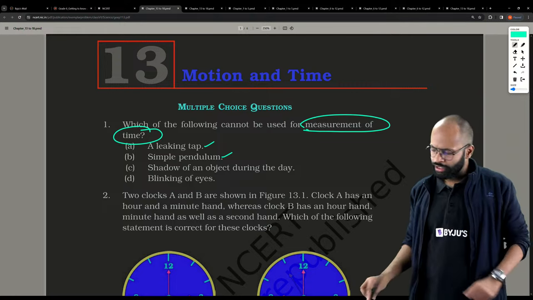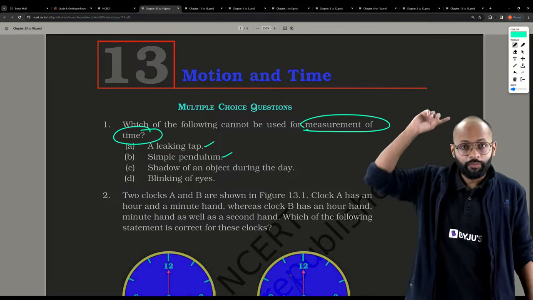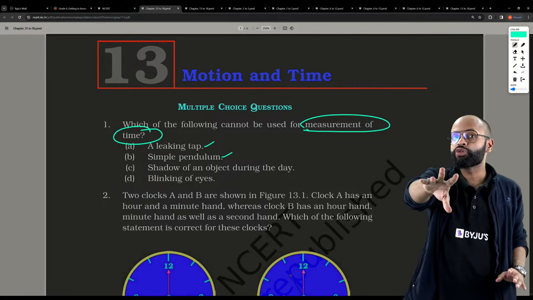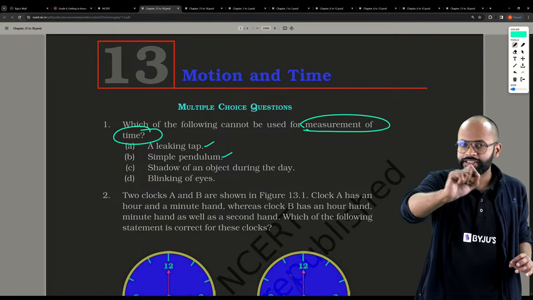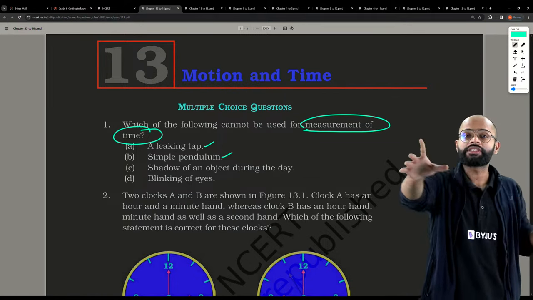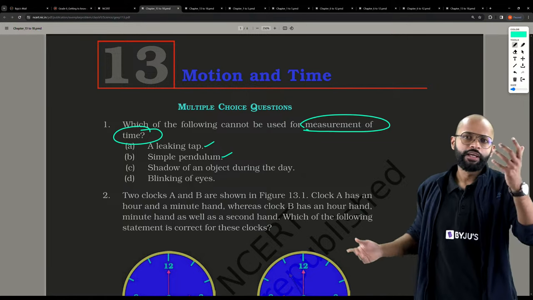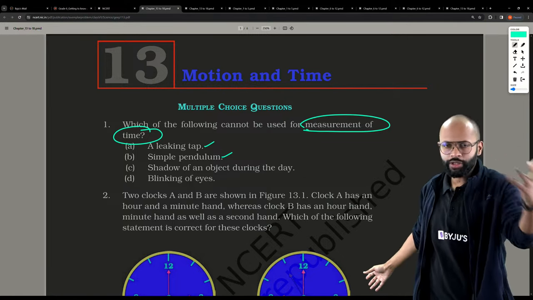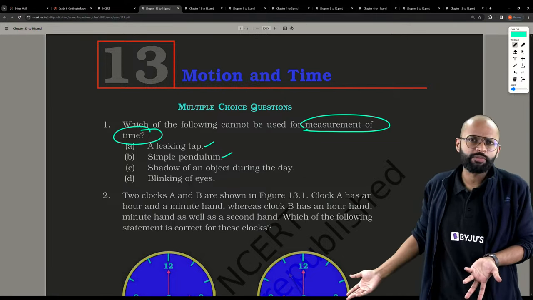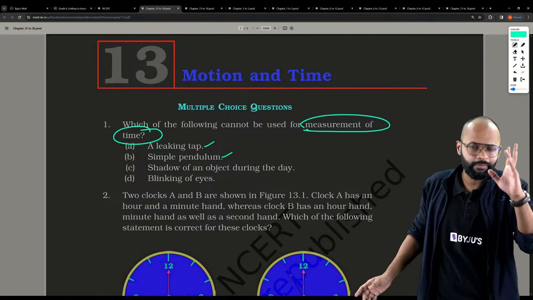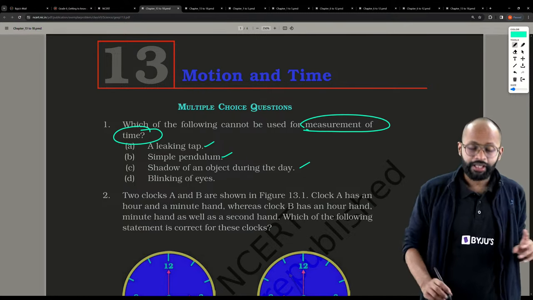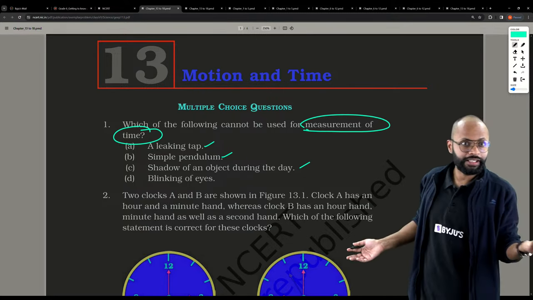Shadow of an object during the day. In old times we used to use the sun. The shadow of the sun was used in sundials, right? A sundial was a device used to see time, to measure time. So the shadow of an object during the day will tell you time. Yes, that's possible. Sundials were based on this. So this is also correct. The sun is a periodic event, correct?